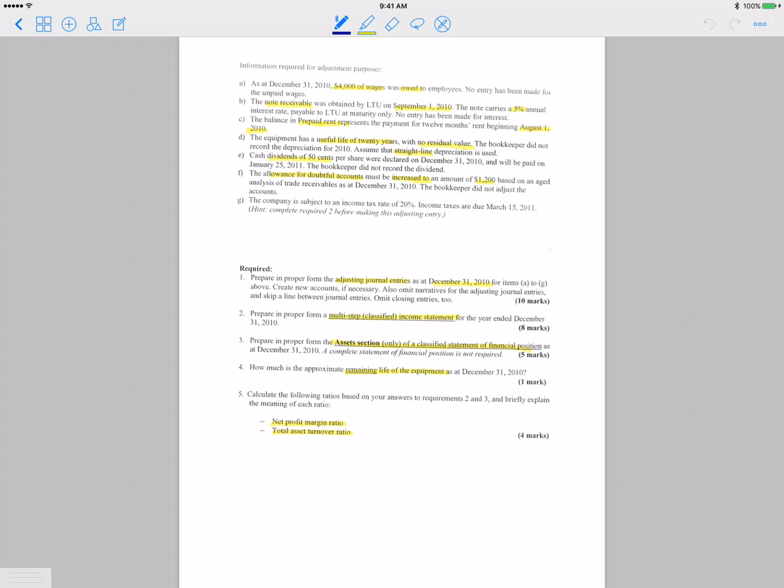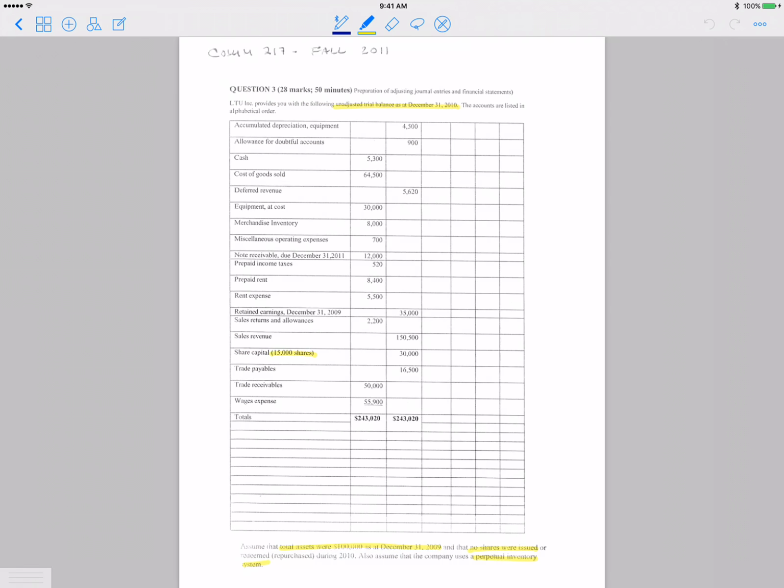Now let's look at part G. We are subject to an income tax rate of 20%, and it's due in March. One thing to note when we're going through this, as it was mentioned at the beginning of the question, is that we should always note what our prepaids are, because they tend to be involved. We had our prepaid rent, and we have prepaid income taxes of 520. This is going to come into play.